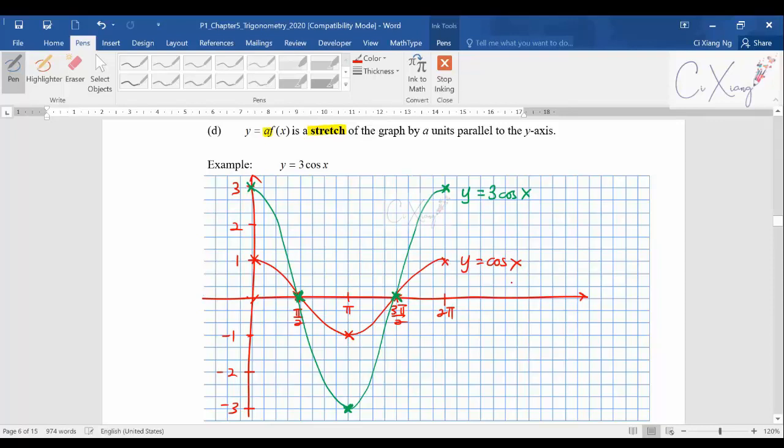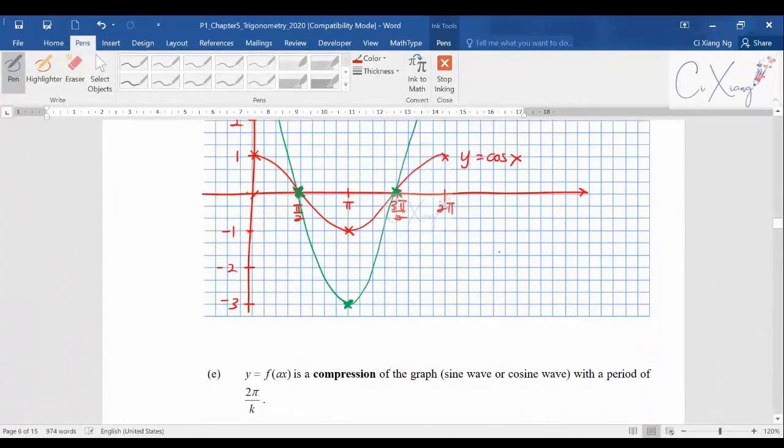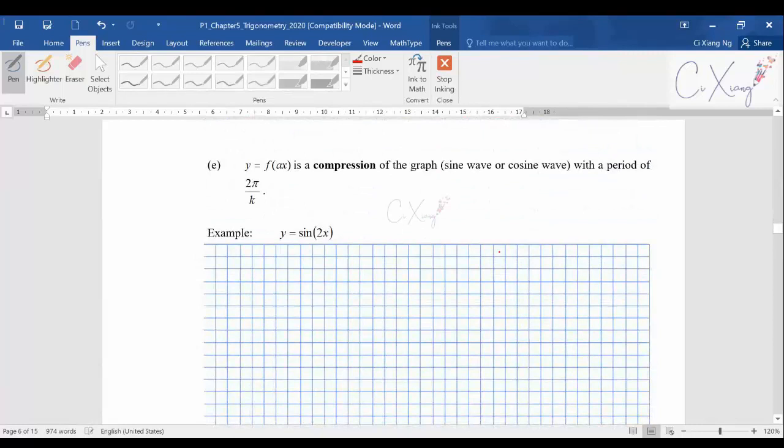Can you see that or not? All right, so this is how to plot the graph with the y-axis stretching. Okay. All right. Then next one. How about for the x?